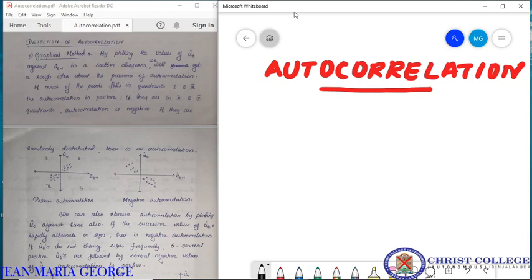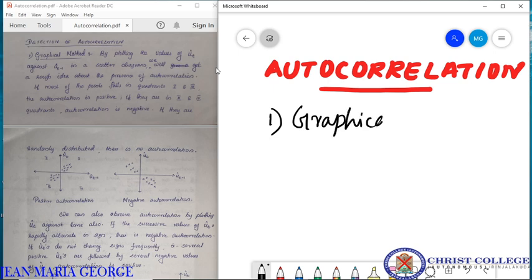Dear students, in this session we are going to discuss the different methods for detecting the problem of autocorrelation in an econometric analysis. We have already studied what autocorrelation is, what its different causes are, and what consequences this problem brings to the econometric analysis. So here we have to see different detection methods of autocorrelation. There are different methods for detecting the presence of autocorrelation, and the first method is the graphical method.